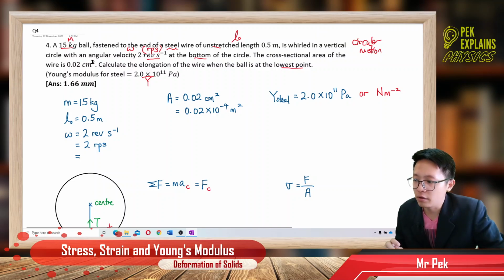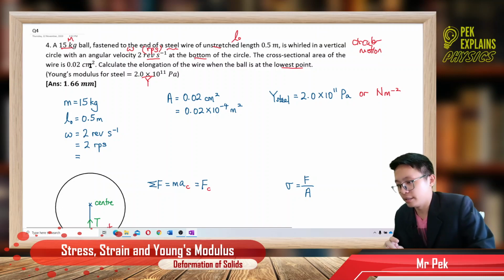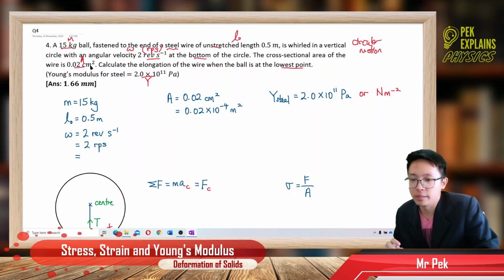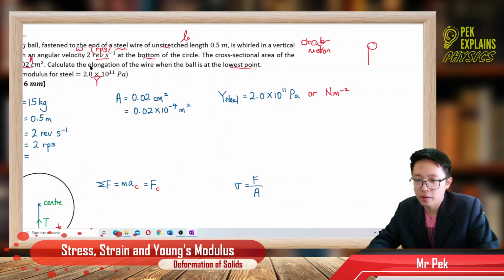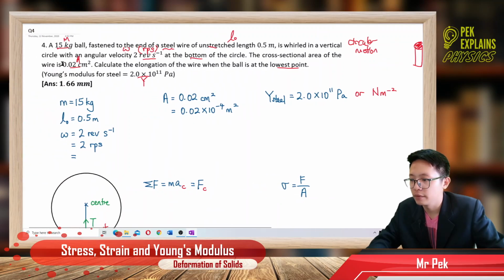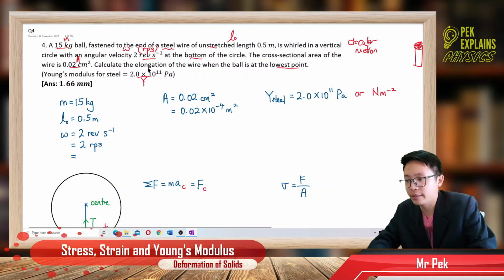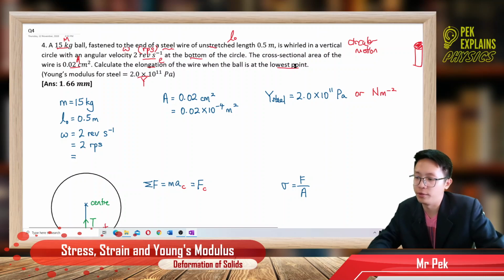The cross-section area of the wire, that means the steel wire, is 0.02 centimeter squared. So it's not an SI unit and must be changed to meter squared. Calculate the elongation of the wire. That means I want to find e, the elongation, at the lowest point.